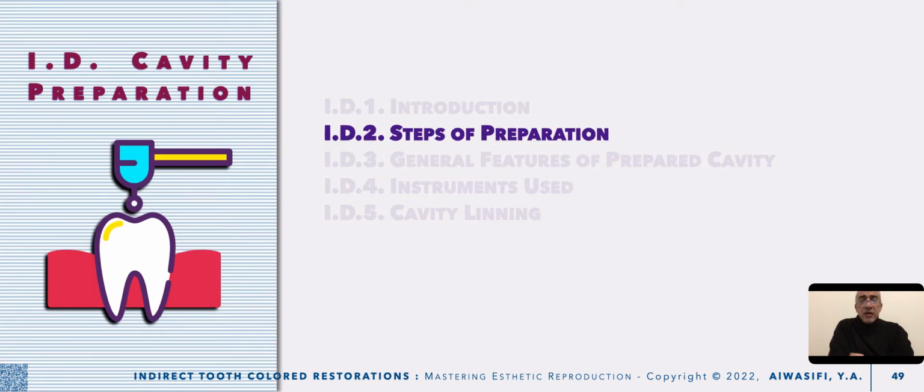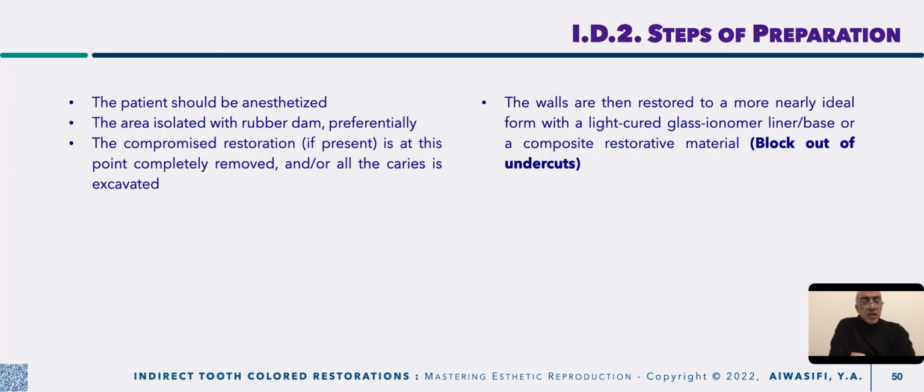Steps of preparation are very simple, like all preparations. The patient should be anesthetized and isolated with rubber dam. Any compromised restoration, if present, and dental caries should be removed, and the walls of your preparation are then restored to a more nearly ideal form with light cured glass ionomer liner or base, or a composite restorative material, to block out undercuts, and this is a major difference that will be discussed in the coming slides.